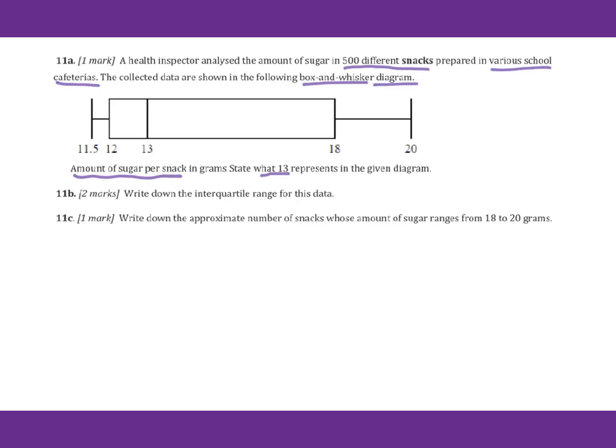We know for this whisker plot, this point is minimum, maximum. This will be median. And this is the first quartile. This is the third quartile. So for 11A, we're looking for 13 represents the median.